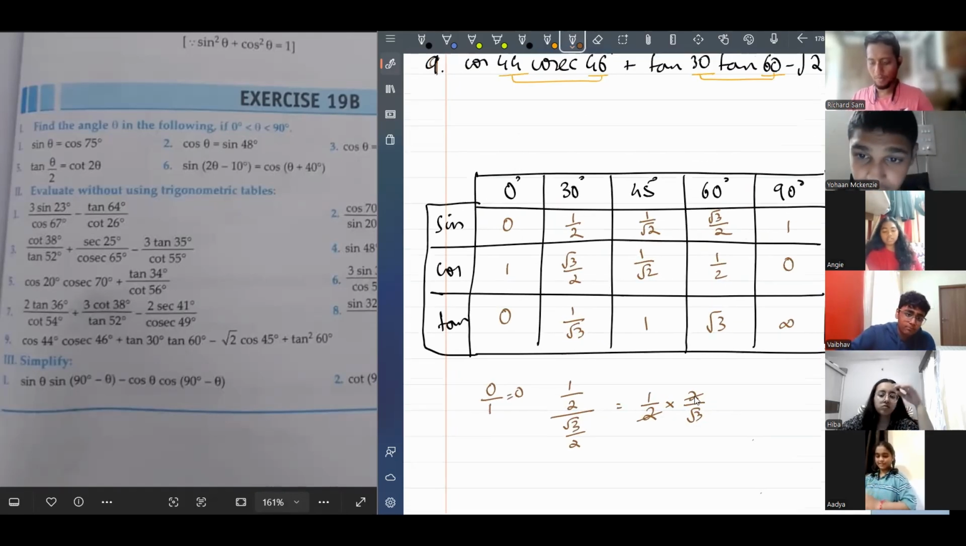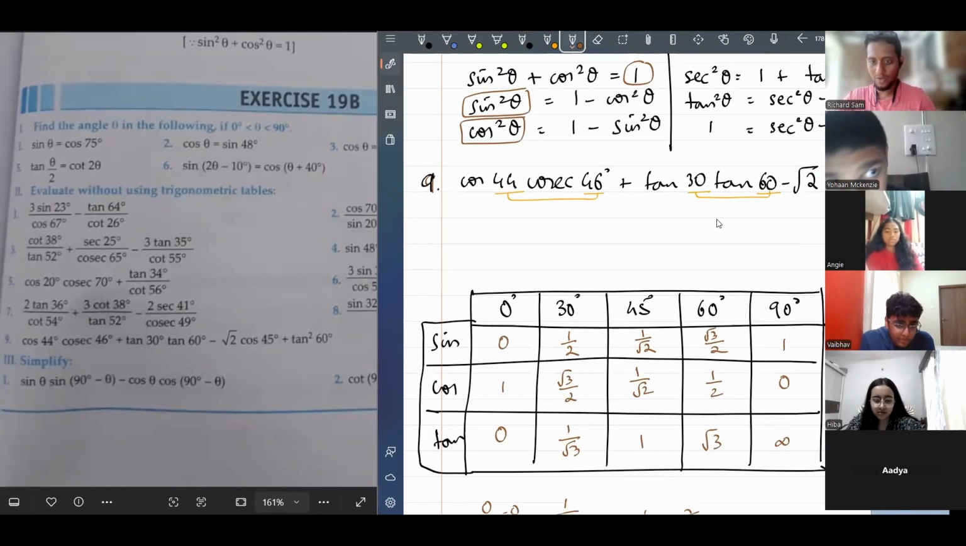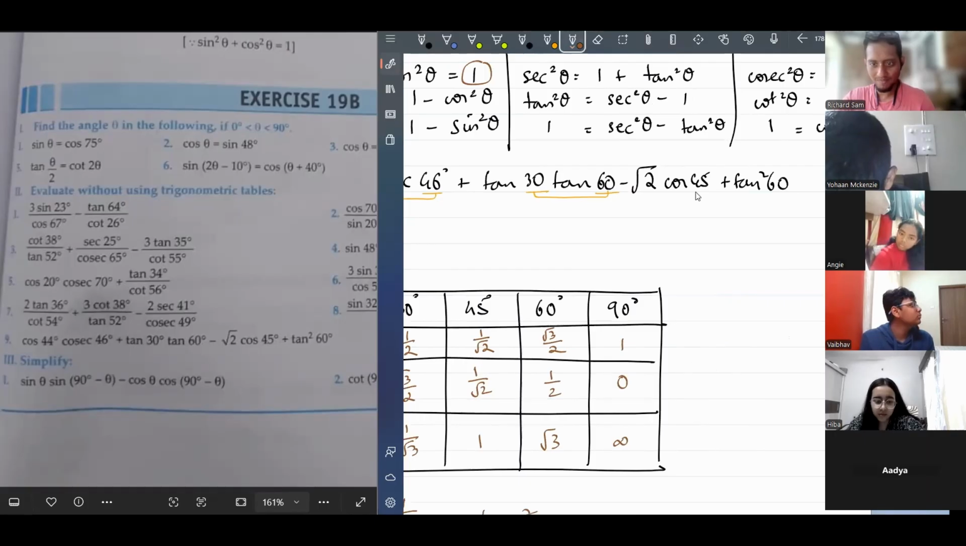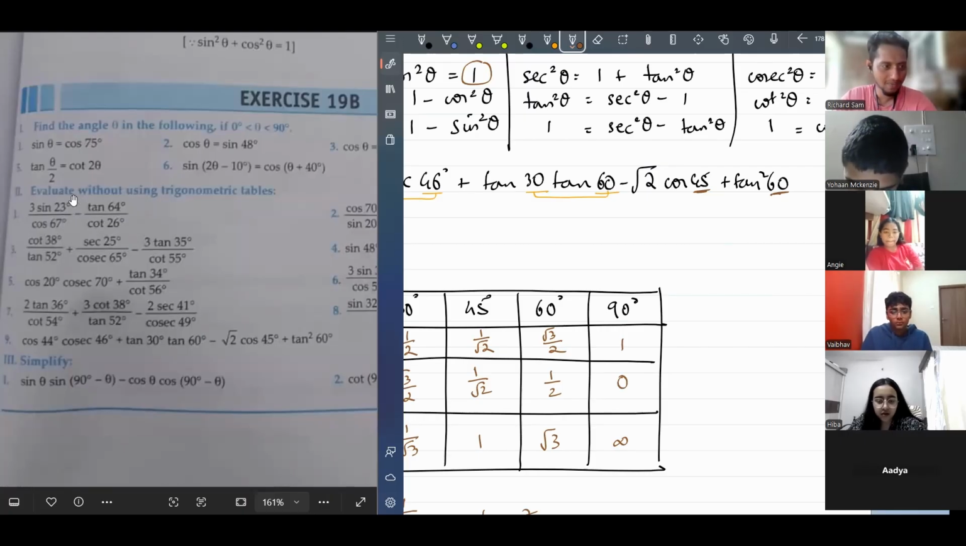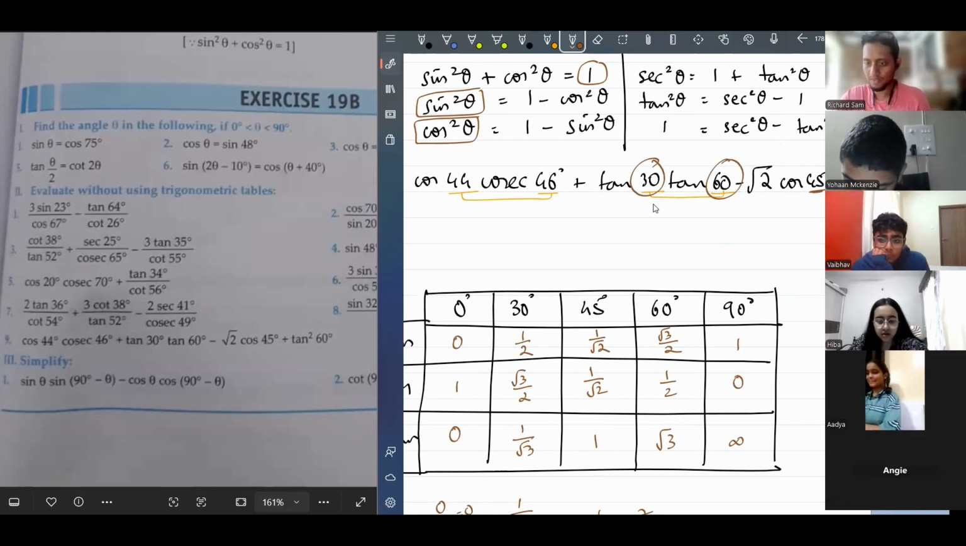So now let's go back to our previous question. Where do we use these values? See here, cos 45, tan 60. In these two places, since we can't make the numbers same, we have to use the values from the table. Even though the question says evaluate without using trigonometrical tables, in these two cases you have to use the table because you have no option. But in this 30 and 60, there we don't use the table, even though we have the values.